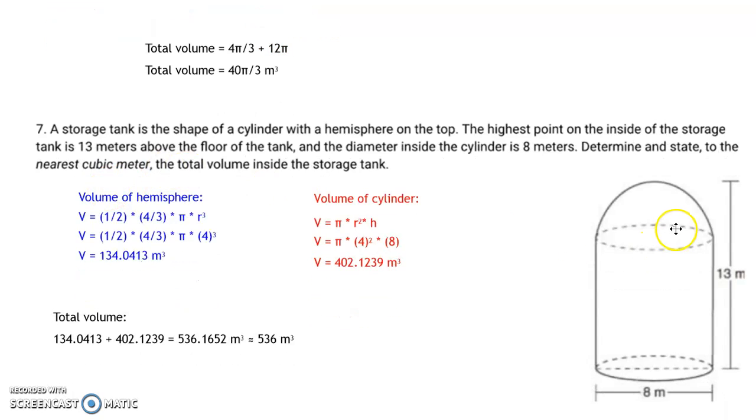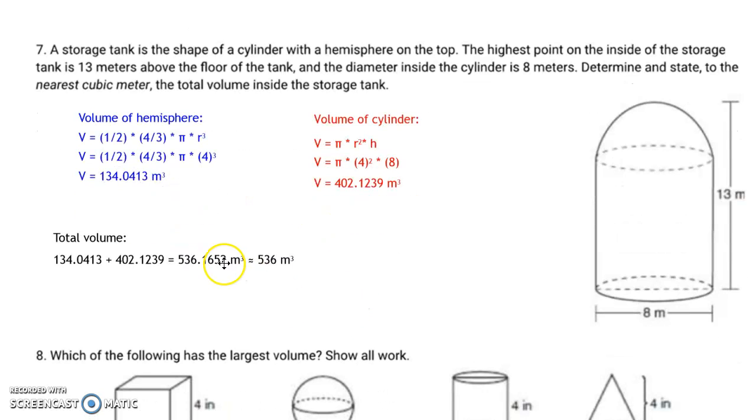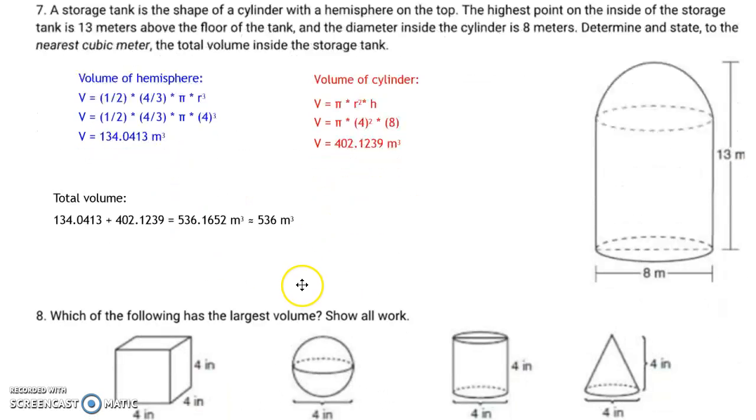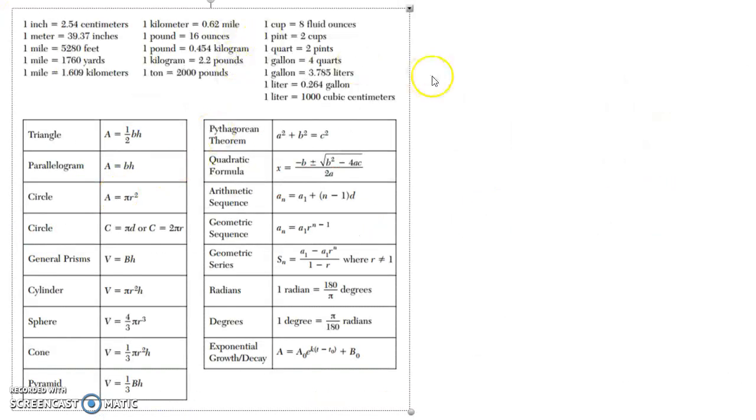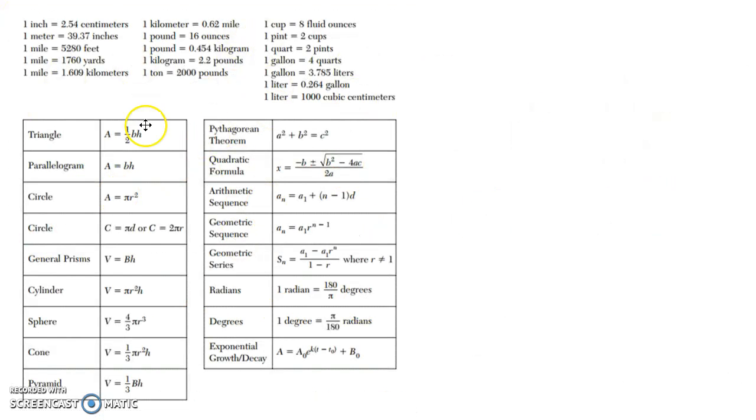The storage tank here is 1 hemisphere and 1 cylinder. I found the volume of the hemisphere, the volume of the cylinder, and I added them together. This should not be too difficult. These are 4 different volume formulas. Remember that you're going to get the volume formulas on the test. In fact, here is the reference sheet, the exact reference sheet that you're going to get. It has a bunch of different volume formulas, so you don't need to memorize these volume formulas, just know how to use them.